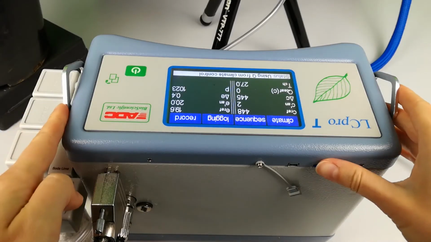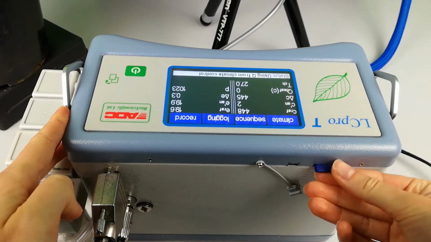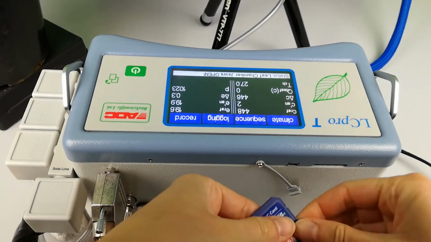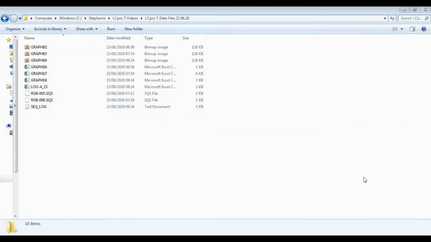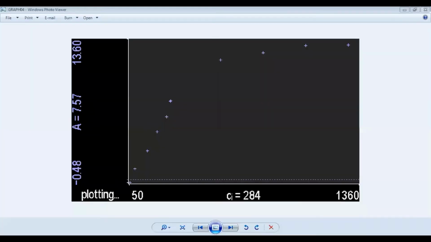Once the SD card from the LCpro T is inserted into a card reader in a laptop or a PC, the data files can be opened as here. At the top are several bitmap images with the name of the graphical plots that were previously saved. If I open the latest plot, this shows all data points plotted in the sequence file when an ACI curve was plotted.